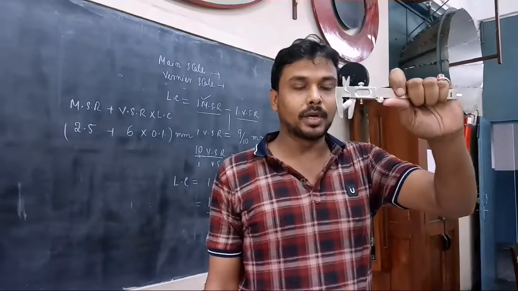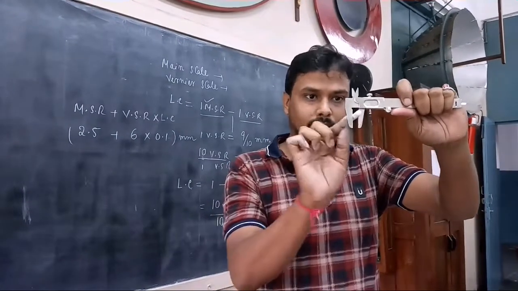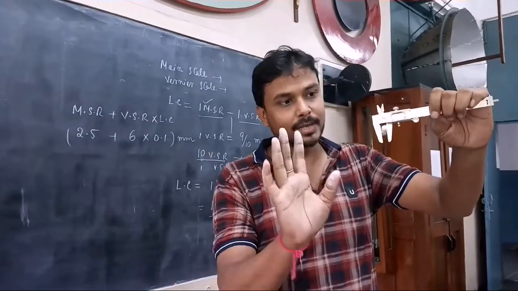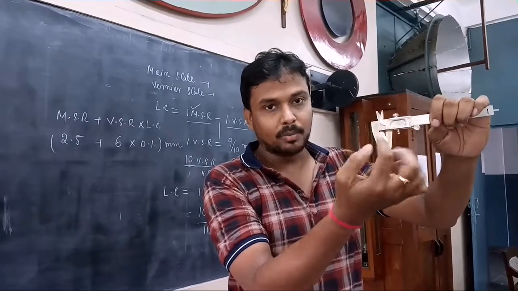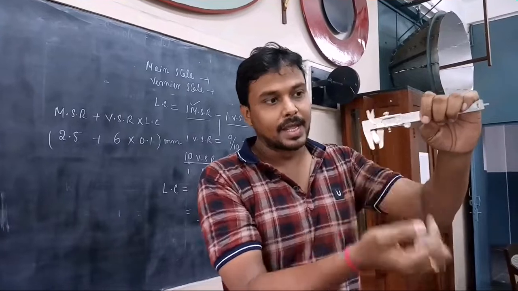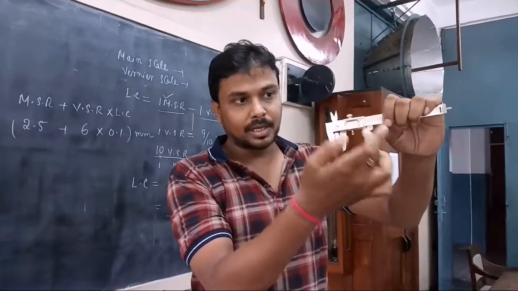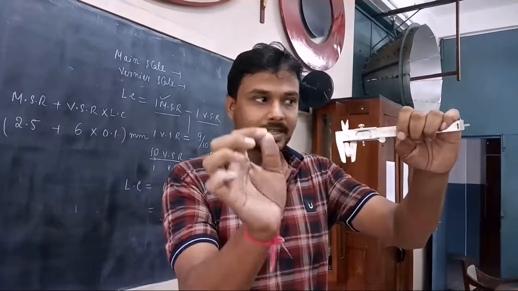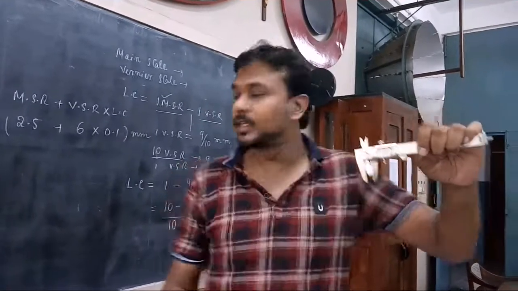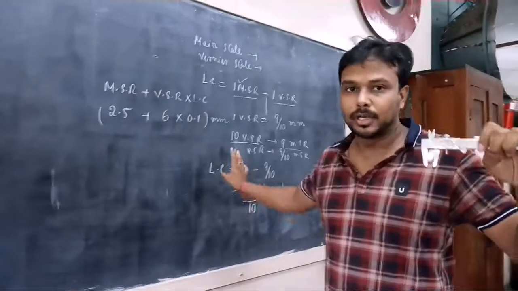Suppose you want to calculate the diameter of this chalk, then you can also do it the same way. Just calculate the main scale reading, that means how far this part has moved. Then find which line of the vernier coincides with the main scale. Main scale reading plus vernier scale reading into least count. The least count will not change, it remains constant.